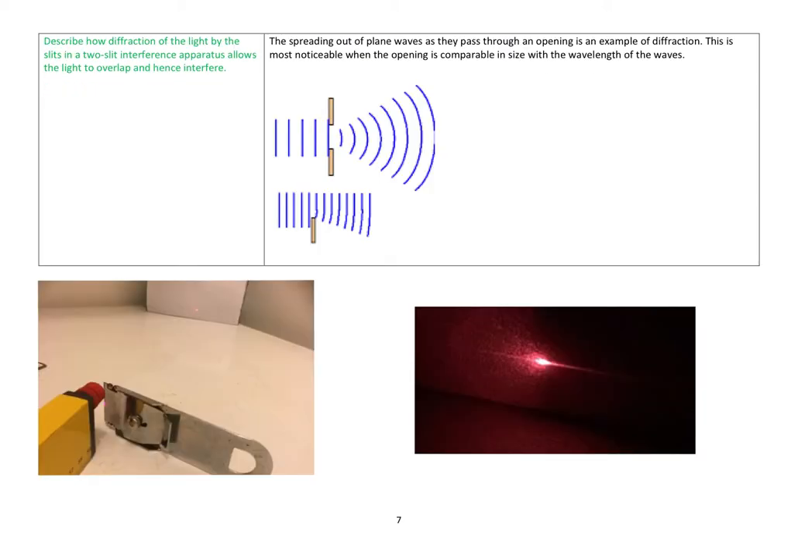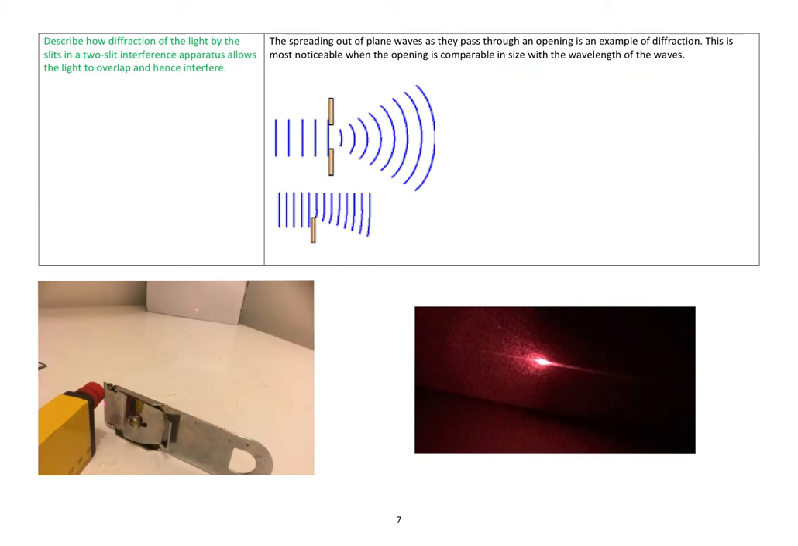Actually, before we continue, there is one little thing we do need to clarify, and that's the concept of diffraction. Diffraction is essential to establishing interference patterns, particularly with light, but it occurs for any waves. So diffraction is the spreading out of plane waves as they pass through an opening. This is most noticeable when the opening is comparable in size with the wavelength of the waves.